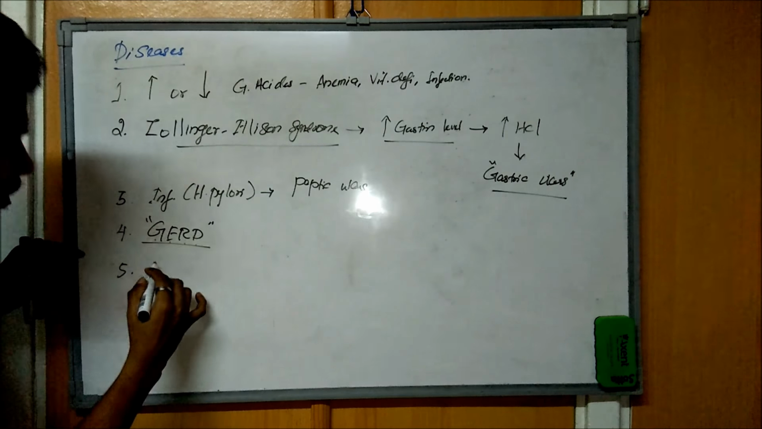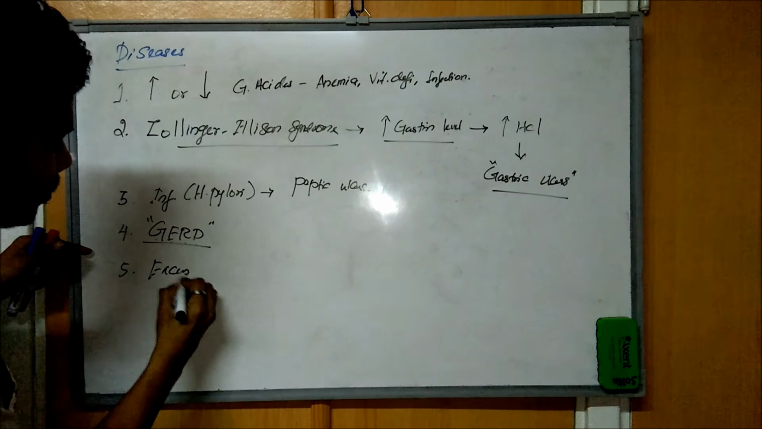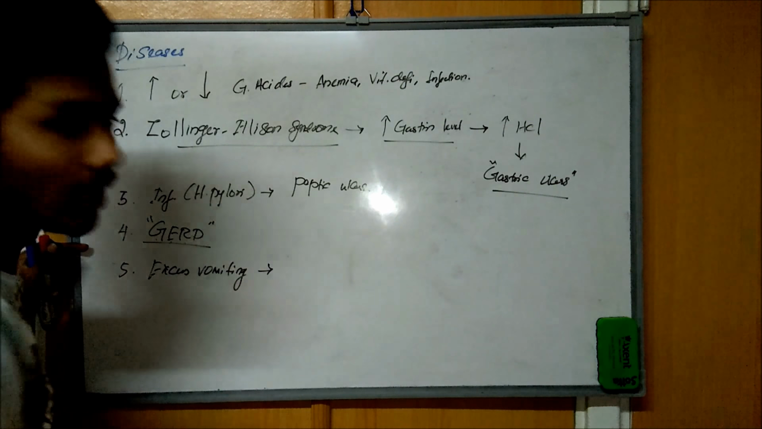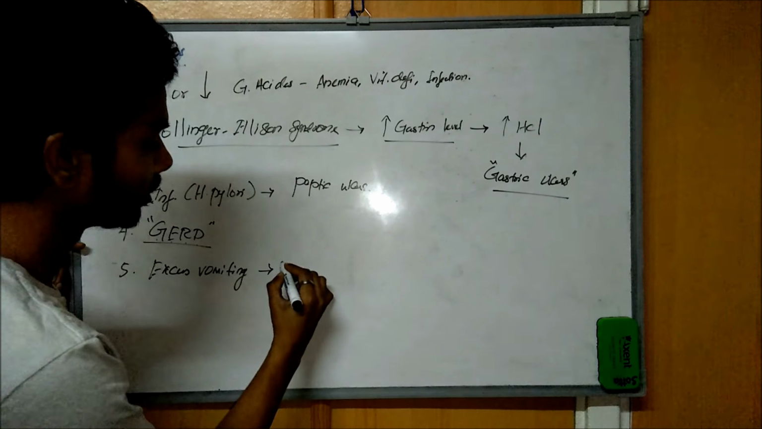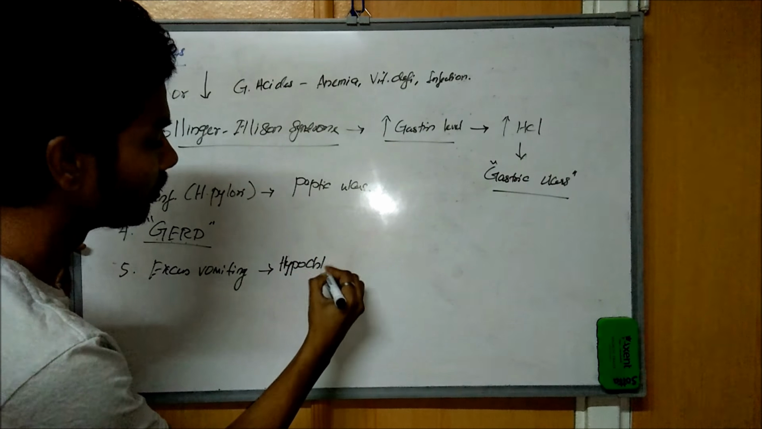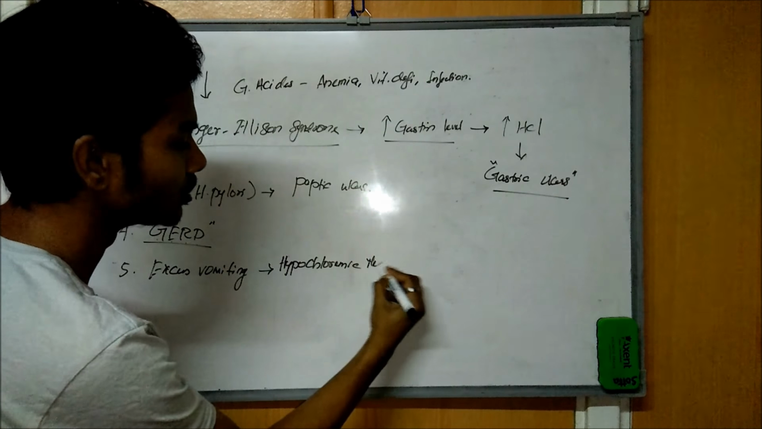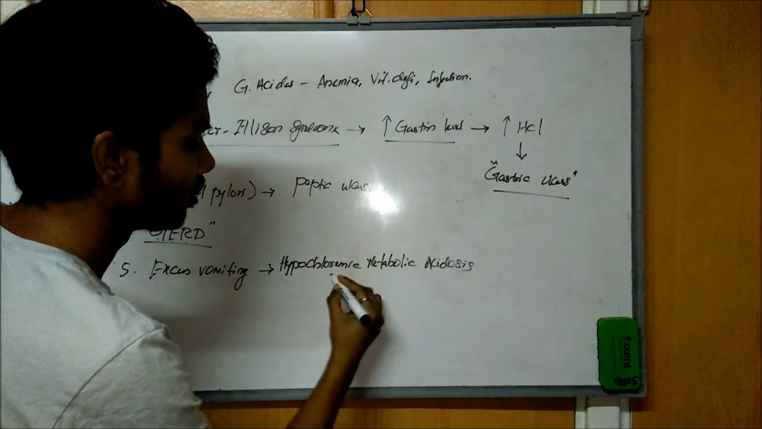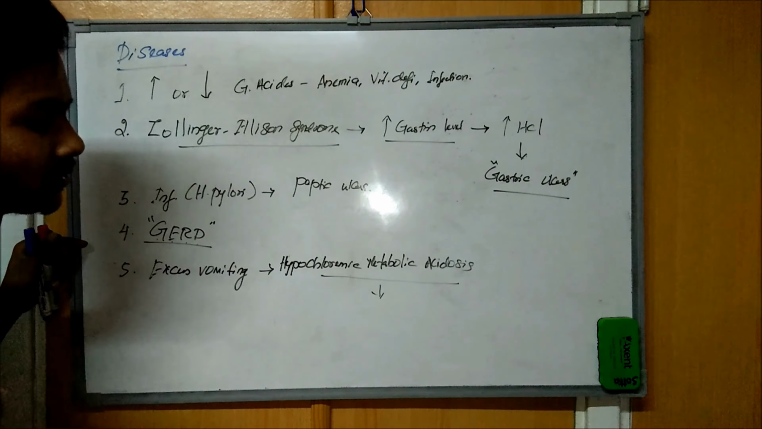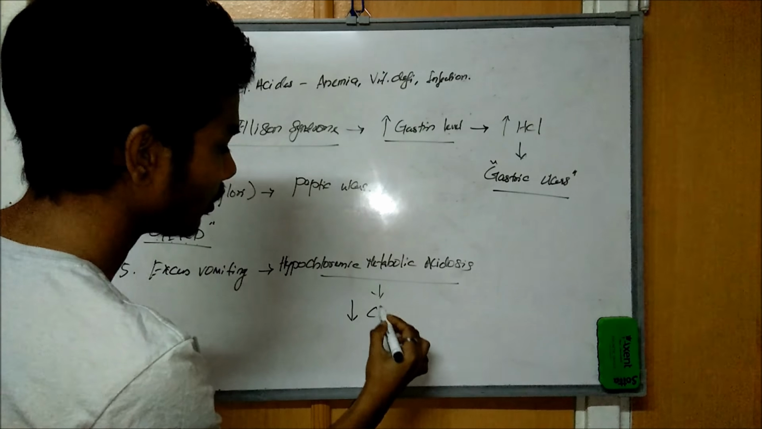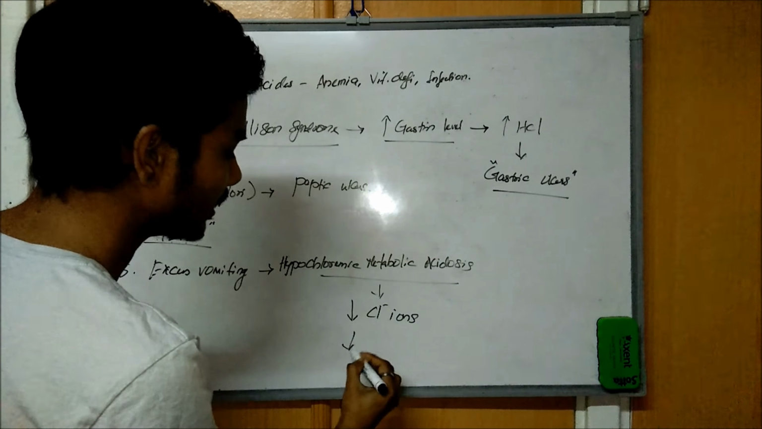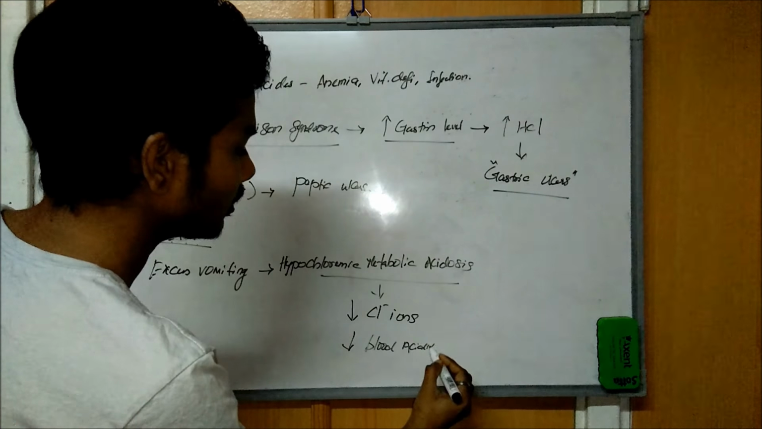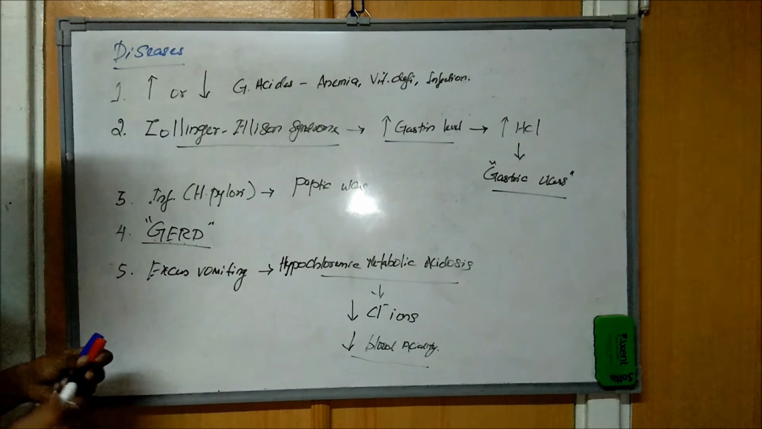Finally, excess vomiting leads to metabolic acidosis, especially hypochloremic metabolic acidosis. What is this hypochloremic metabolic acidosis? There is a decreased level of chloride ions and a decreased level of blood acidity. So this is hypochloremic metabolic acidosis.